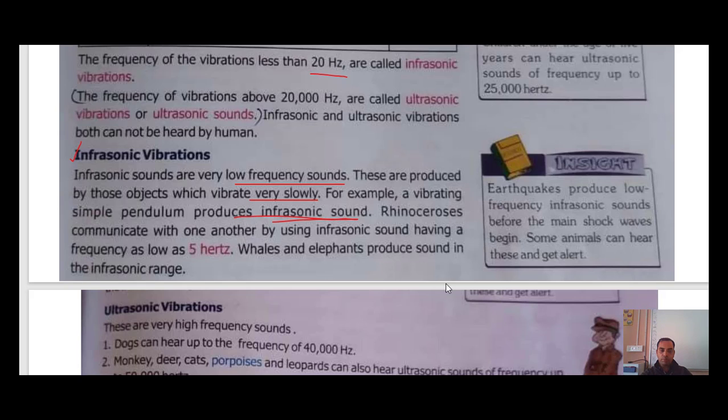Suppose you take a pendulum like this and you try to vibrate it, you cannot hear its sound. Why? Because its vibration is less than 20, its frequency is less than 20. That is why we are not able to hear it, although it produces sound. Then rhinoceros communicate with one another by using infrasonic sound having a frequency as low as 5 Hz. So rhinoceros also communicate with themselves by using infrasonic sound.